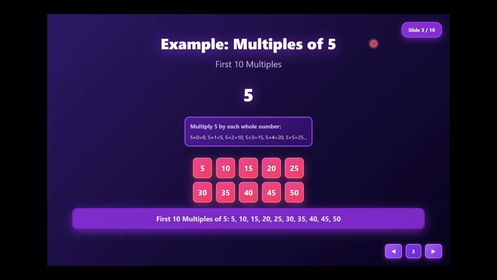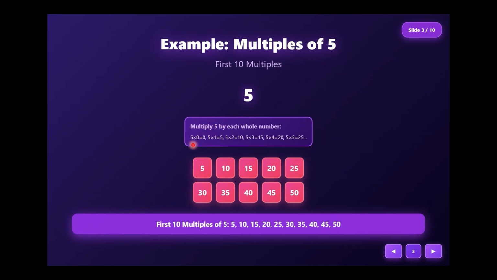Let me show you an example with everyone's favorite number to multiply, 5. To find the multiples of 5, we simply multiply 5 by each whole number. 5 times 0 is 0. 5 times 1 is 5. 5 times 2 is 10. 5 times 3 is 15. And it keeps going on. Look at the beautiful pattern: 5, 10, 15, 20, 25, 30, 35, 40, 45, 50. Notice how each number increases by 5. That's the pattern of multiples.